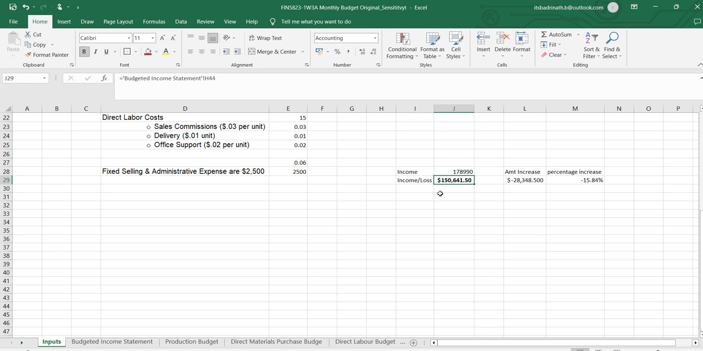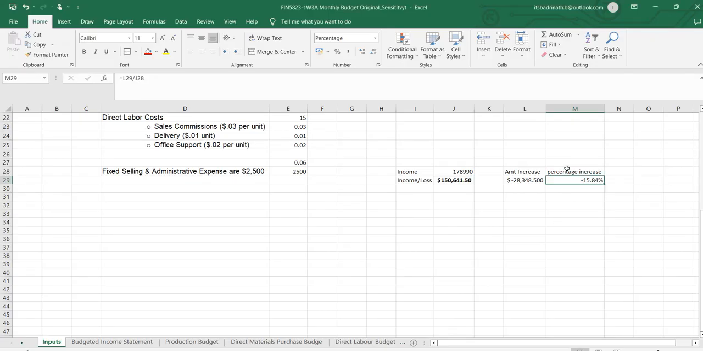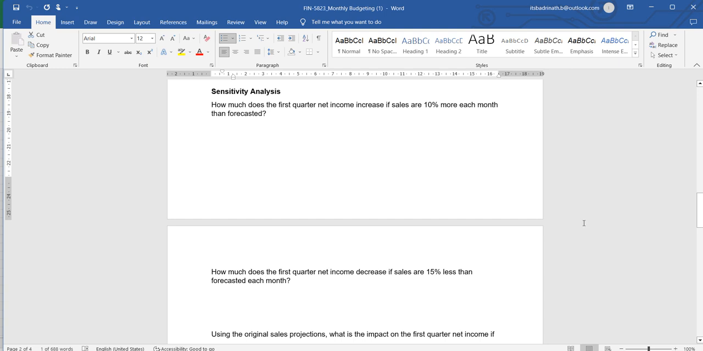This is the calculated income. This is the original income. Compared with that, the amount decreased. How much did it decrease? It decreased by -15.84%. Okay, this you can explain. This is what we call sensitivity. In your own sentences, you are supposed to write.